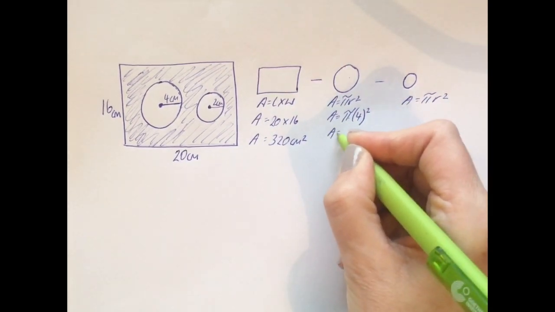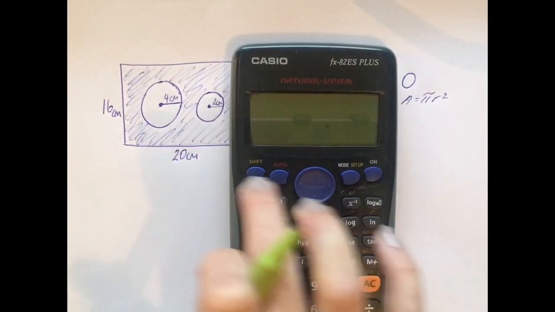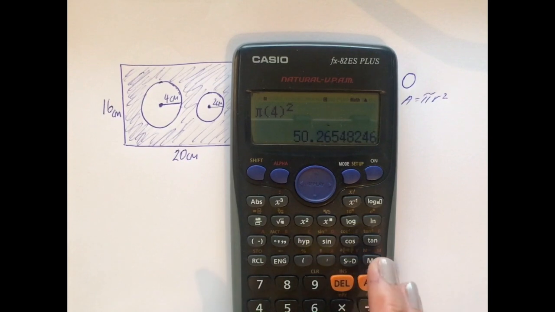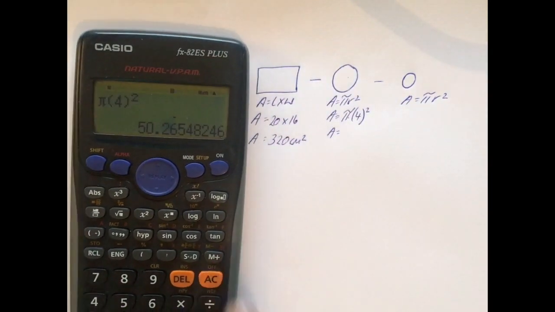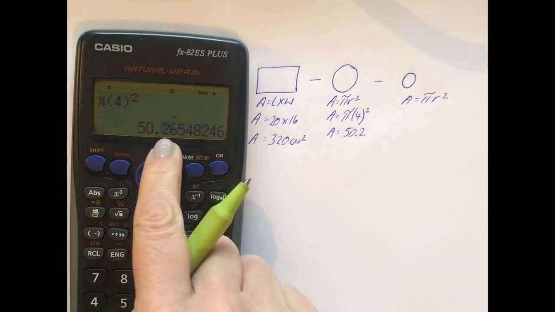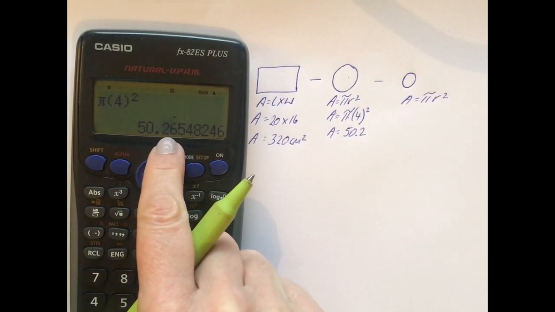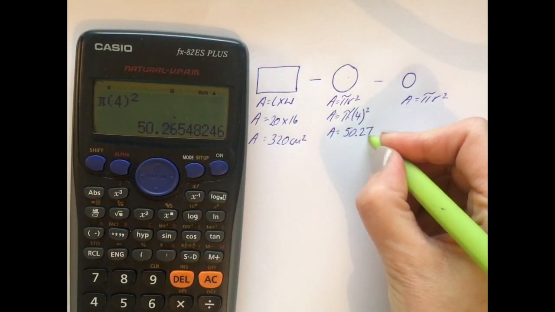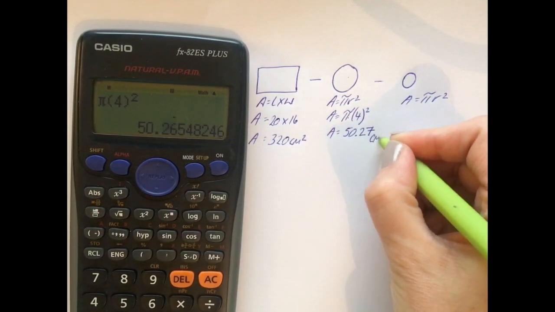So I get A equals, and I'll do this on the calculator, pi bracket 4 squared equals, and we'll give it to 2 decimal places. So I have 50.26. The 6, of course, will be bumped up because the 5 comes after. So it would bump up to 50.27 centimeters squared.